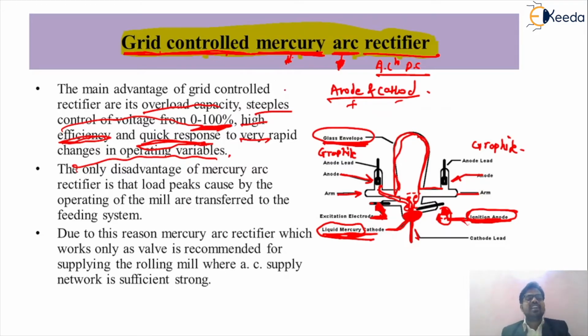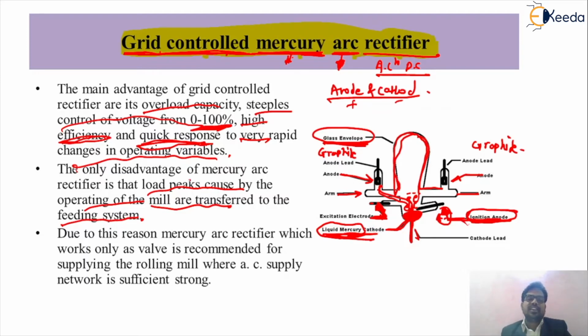The only disadvantage of this mercury arc rectifier is that the load peaks caused by the operation of the mill are transferred to the feeding system. Due to that, the mercury arc rectifier, which works only as a rectifier, is recommended for supplying the rolling mill where the AC supply network is sufficiently strong. So, friends, this mercury arc rectifier was very popular before the era of 1970.